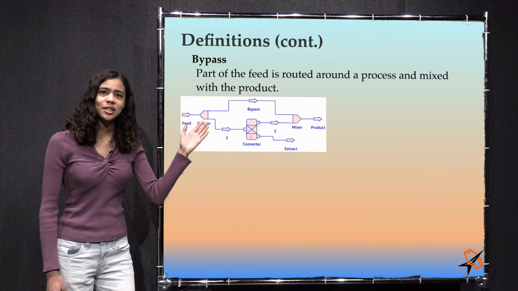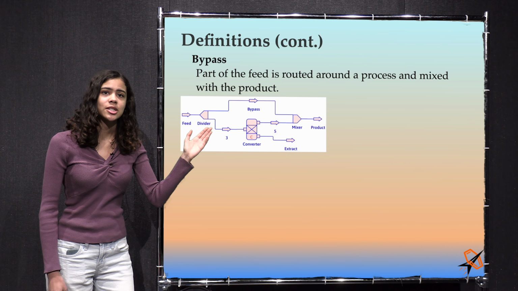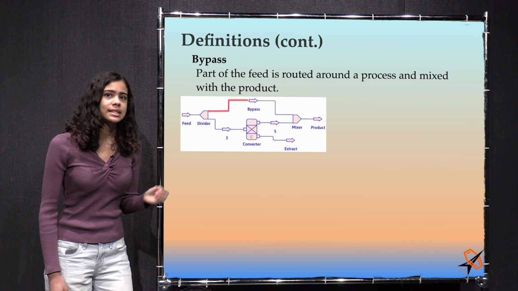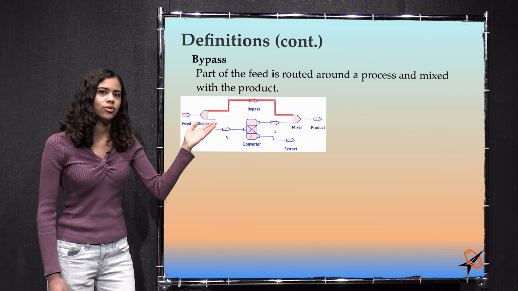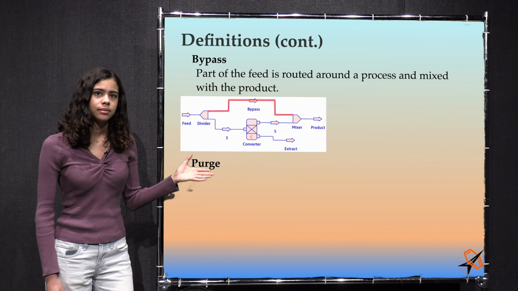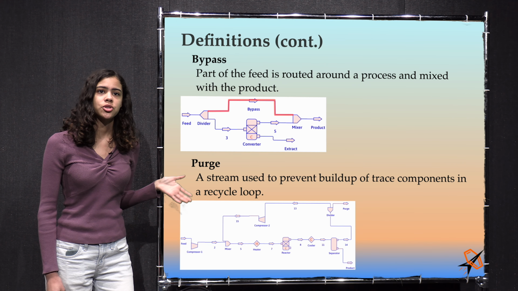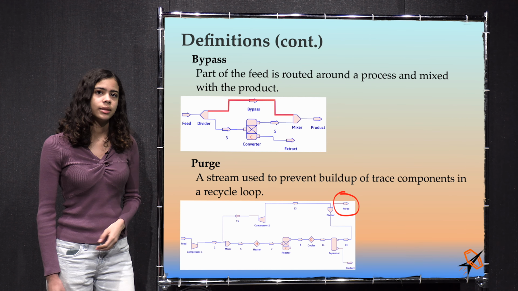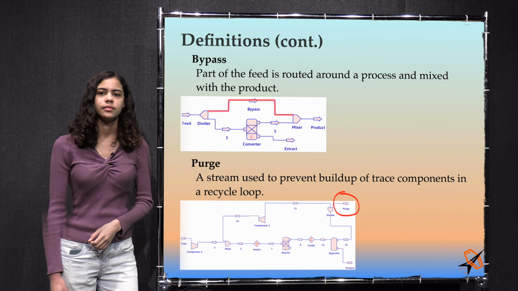Bypass. Part of the feed is routed around a process and mixed with the product. The bypass in this PFD is highlighted in red. Purge. A stream used to prevent buildup of trace components in a recycle loop. It has been circled in this PFD.